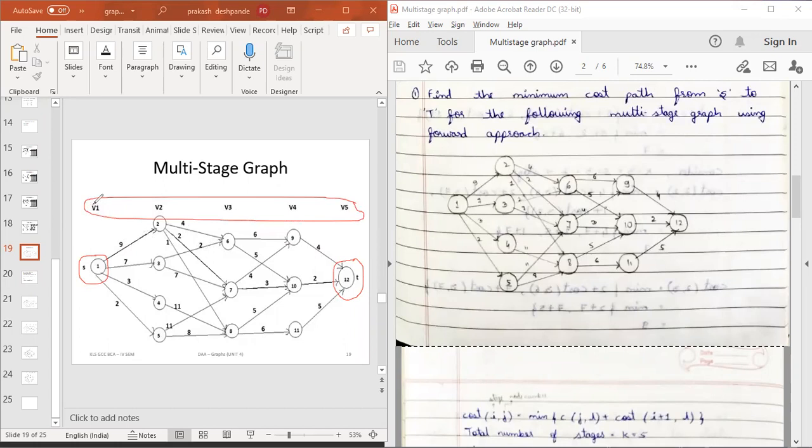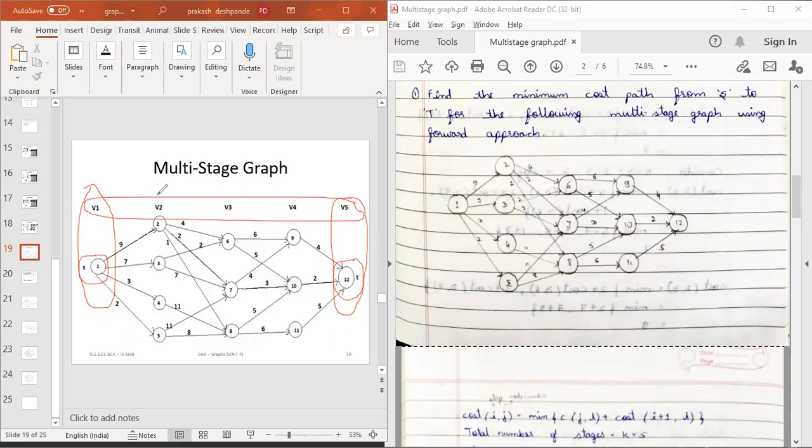Now, in stage number 1, in V1, we have only one vertex, called 1, which is our source. And at the other end, the last stage, V5, in general we can call it VK, we will have only one vertex, the sink vertex, denoted as T. Between these two, in general, if there are K stages, then in the middle we get K minus 2 stages. So in this graph, the total number of stages is 5, and 5 minus 2, that is 3, are the middle stages of this graph.